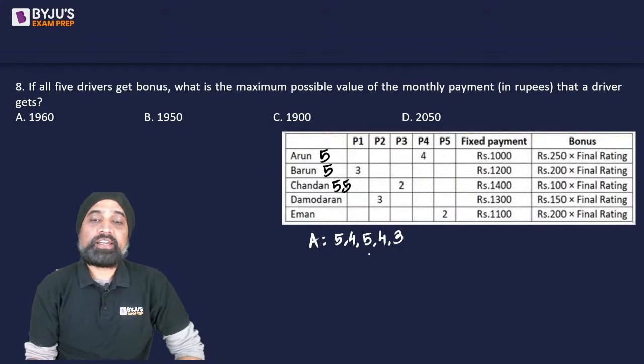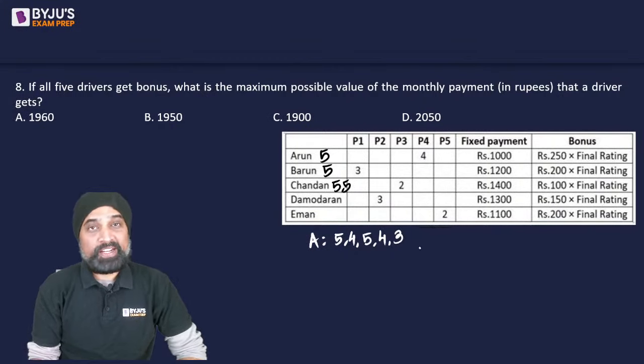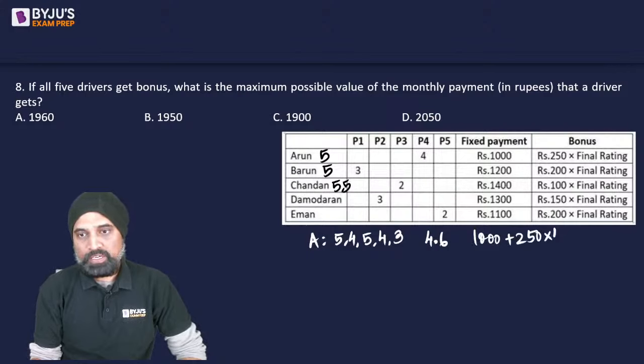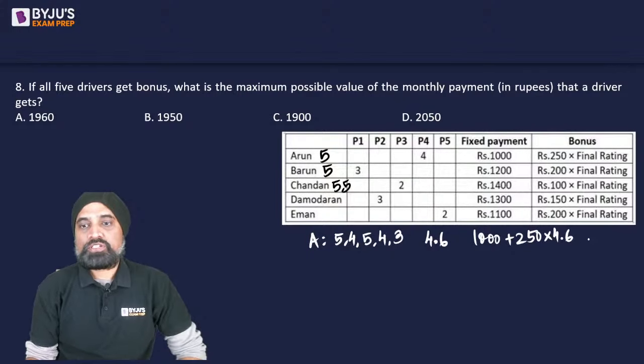So his final rating is going to be 23 by 5, which is 4.6. So this is going to be 1000 plus 250 into 4.6. So this is going to be 1150 plus 1000, 2150.